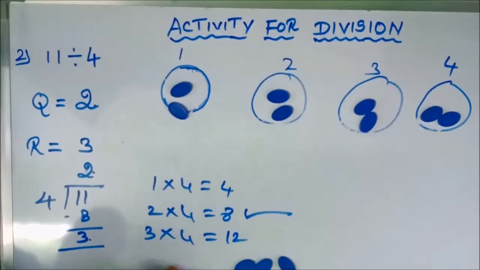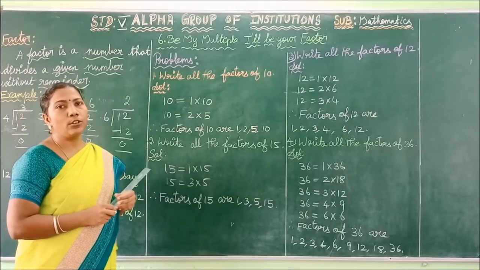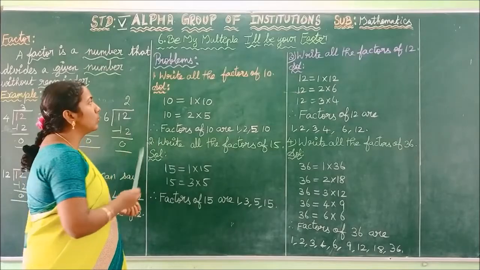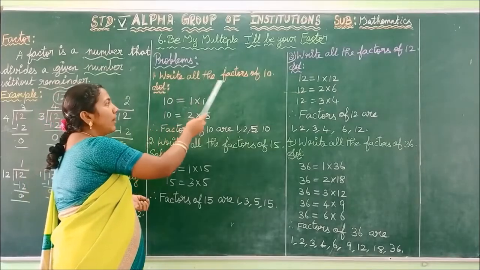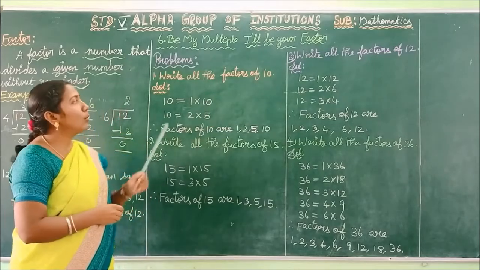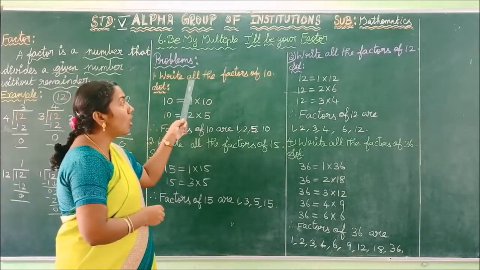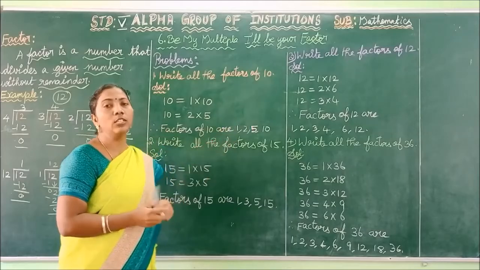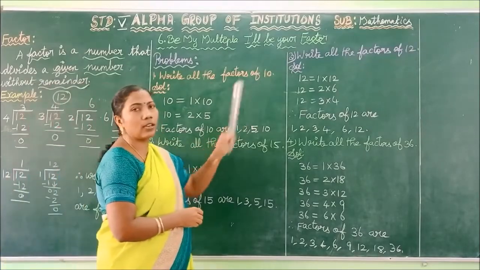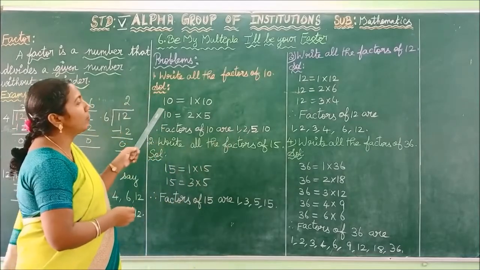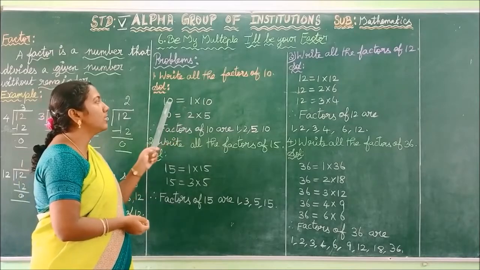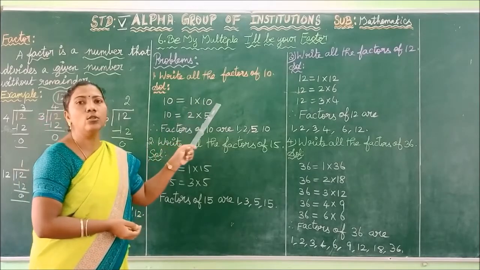Next we are going to see some problems based on factors. See the first question. Write all the factors of 10. The question is asking you to write all the factors of 10. That is, you have to find the factors of the given number, that is 10. How can we find the factors of 10? The first step is you have to write like this. That is 10 equal to 1 into 10.